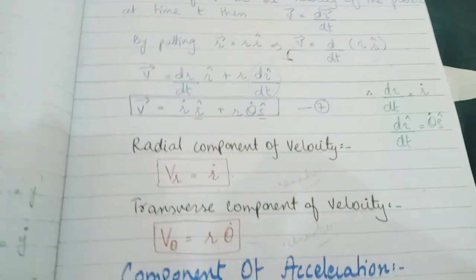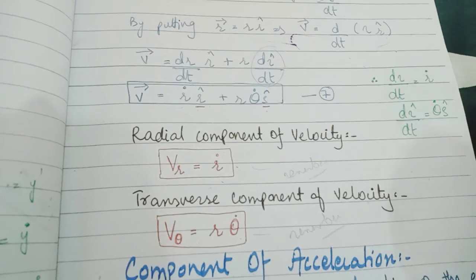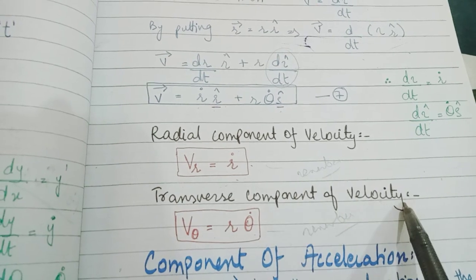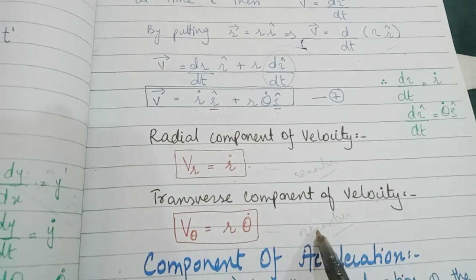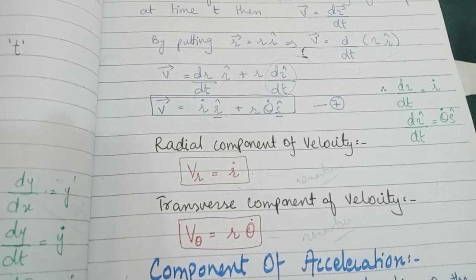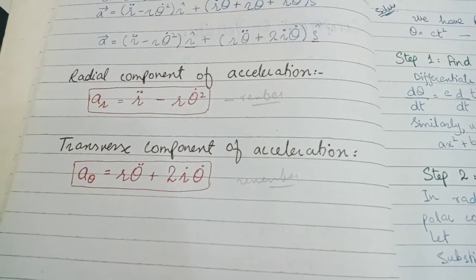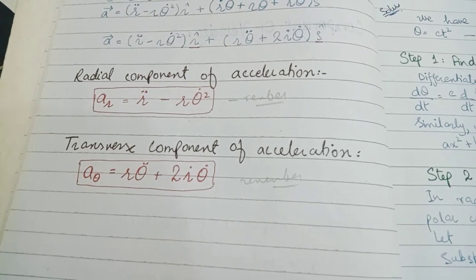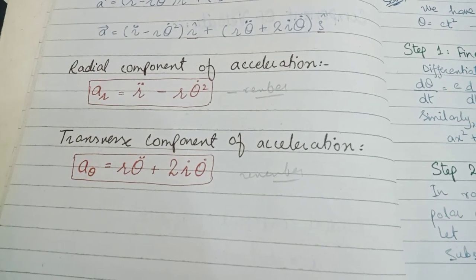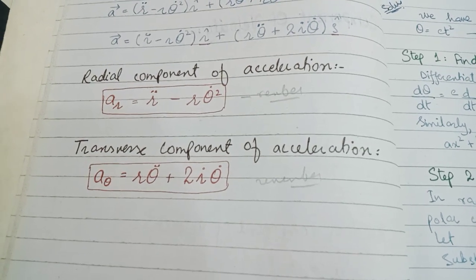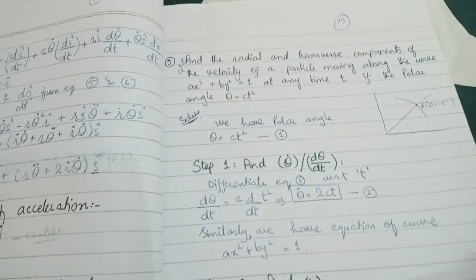The first formula that we will be using is for the radial component of velocity, which is Vr is equal to r dot, and the second is the transverse component of velocity, which is V theta is equal to r theta dot. These two formulas will be used to find the radial and transverse components of velocity. Now the other two formulas are related to acceleration. The radial component of acceleration is equal to r double dot minus r theta dot square, and for the transverse component of acceleration we would be using a theta is equal to r theta double dot plus 2 r dot theta dot. Now we would look at an example.